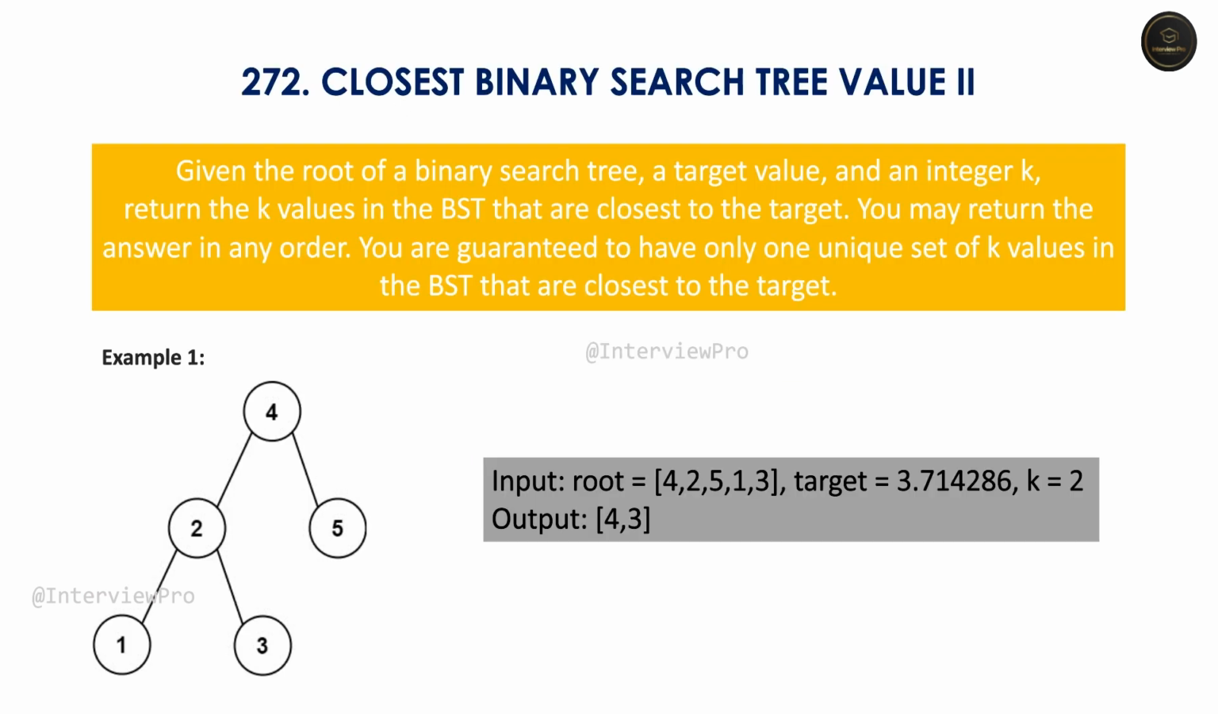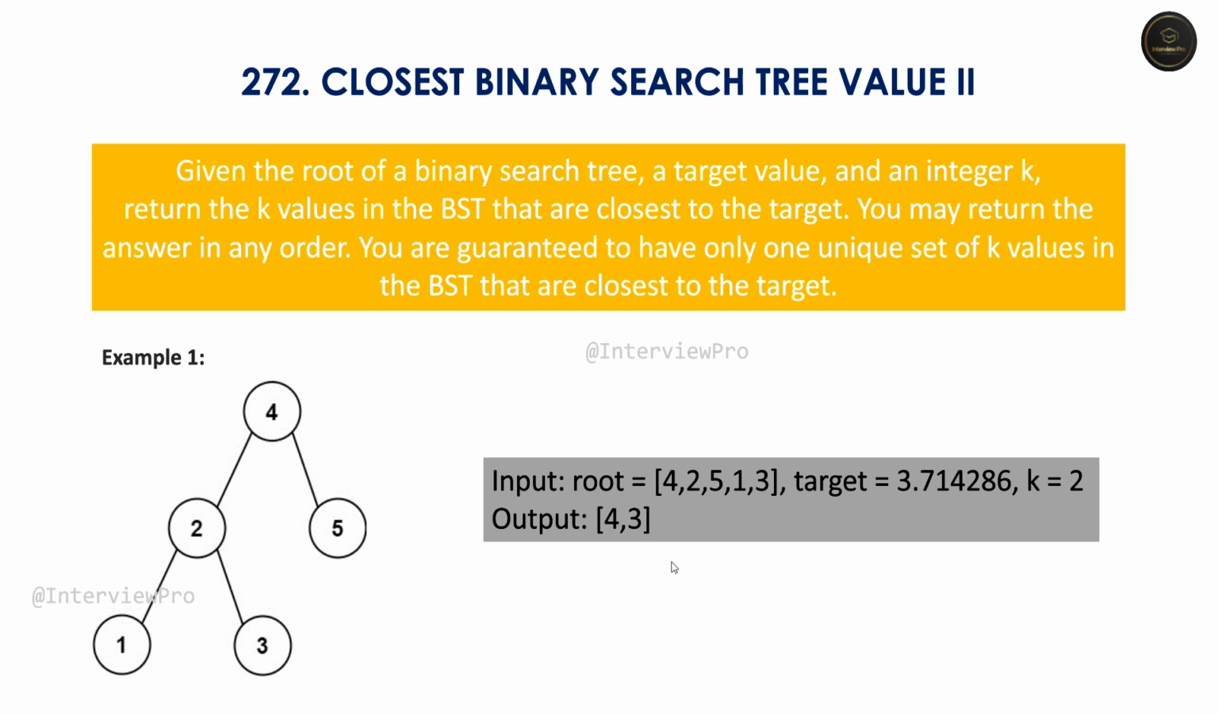We will be given a binary search tree and a target. We will also be given how many closest values we should find for the given target. In this example, we are given this binary tree with the target 3.7 and the value of k is 2. So the two closest values would be 3 and 4.